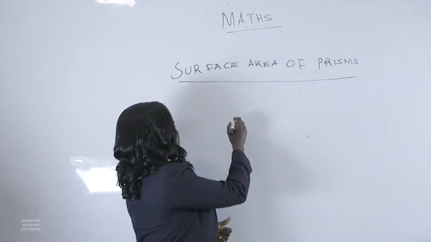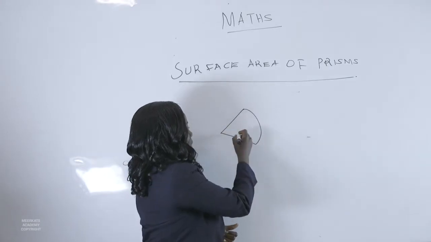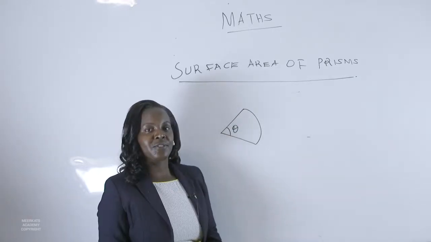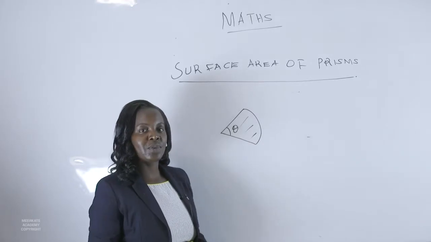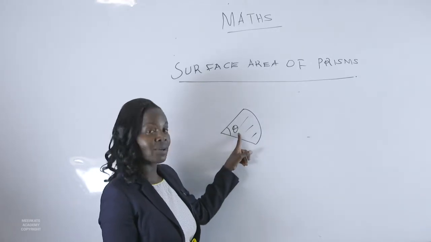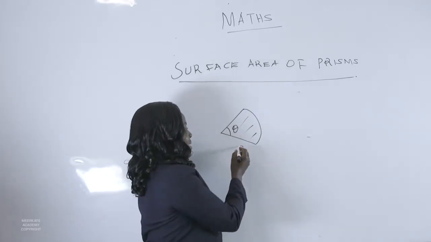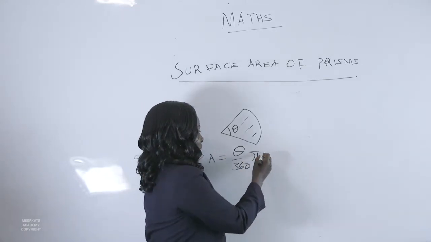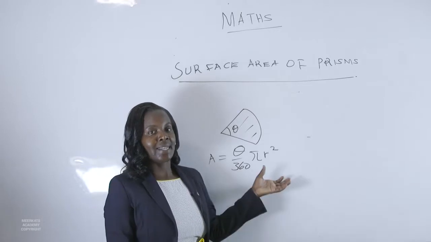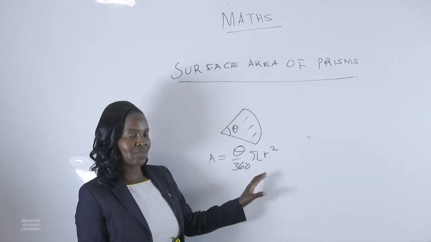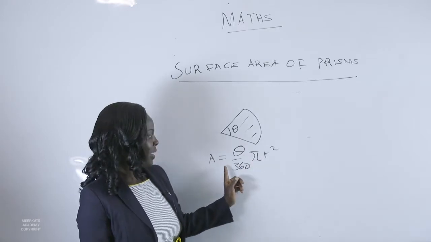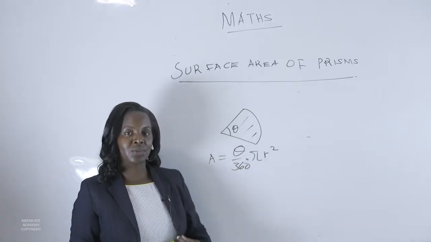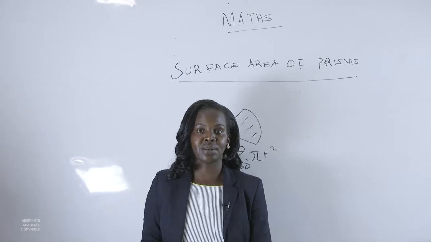So we said a sector has an angle inside it. And we said for this area to be calculated, you're supposed to know the angle inside the sector. Then you multiply by pi r squared, because we said a sector is a fraction of a circle. And the fraction of a circle is determined by the angle over one revolution of a circle, which is 360 degrees. So that was how to calculate the area of a sector.